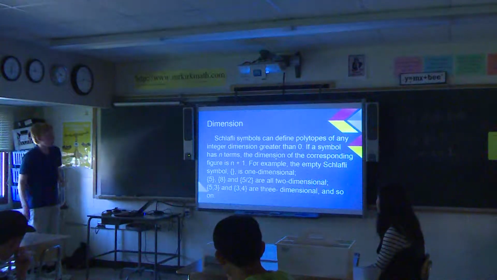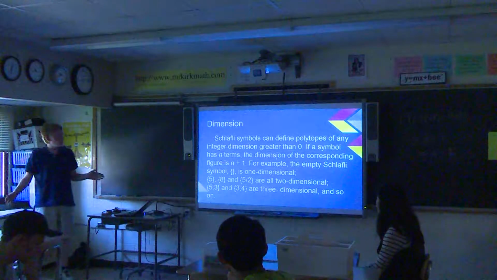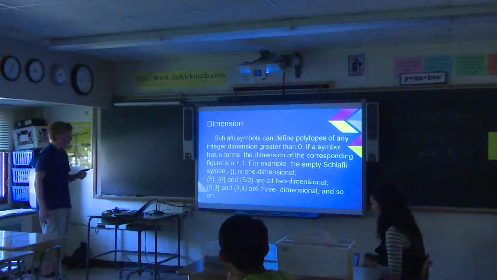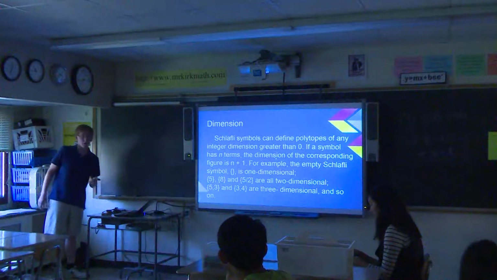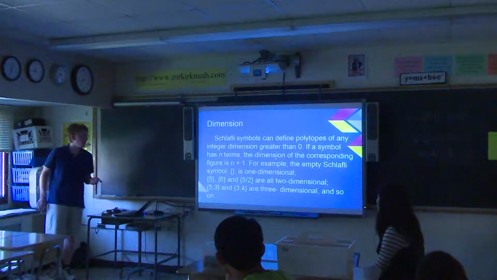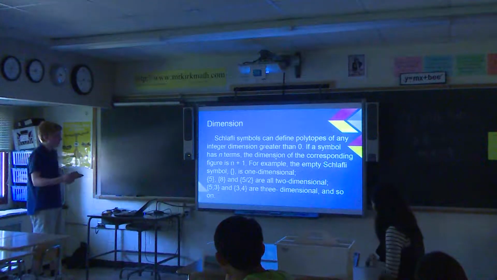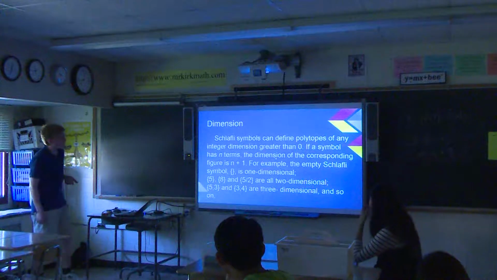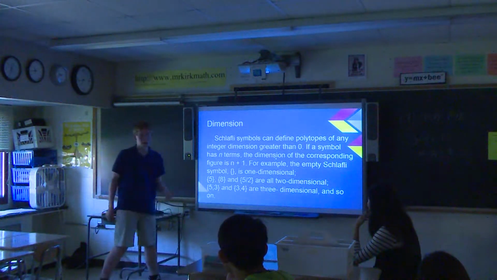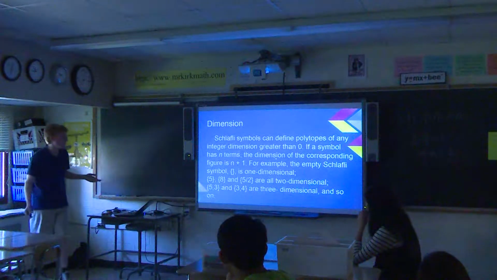And the last thing before we really get started is dimension. Schlafli symbols work for any dimension, and the number of terms determines the dimension of the polytope. So if you have n terms, you're going to get an n+1 dimensional polytope. So the empty Schlafli symbol, which is this pair of brackets right there, has 0 terms. 0 + 1 is just 1 dimensional.